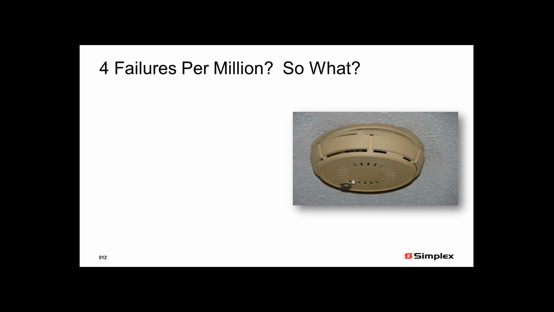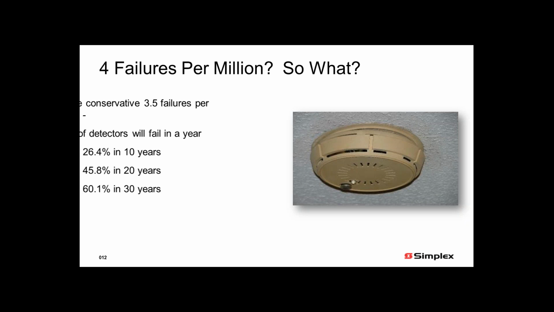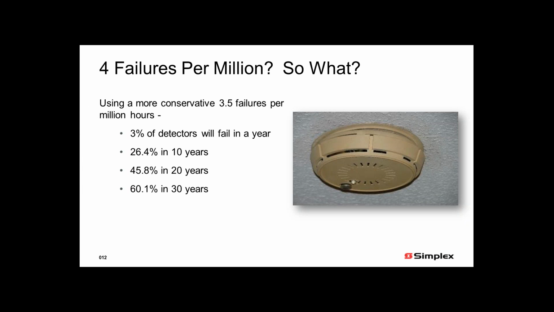And so what does that really mean to us when it comes to where the rubber hits the road, or when we're actually in the field? What does that really mean to us? So let's lessen it so the numbering works out a little easier, and let's use 3.5 failures per million hours of use.